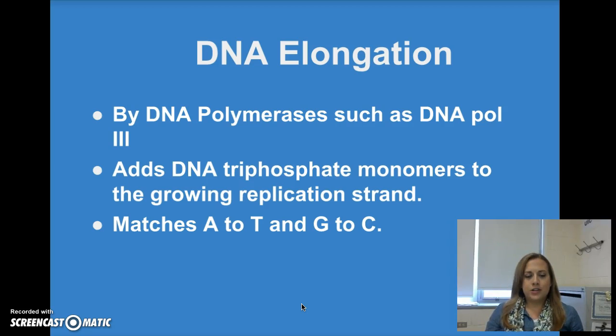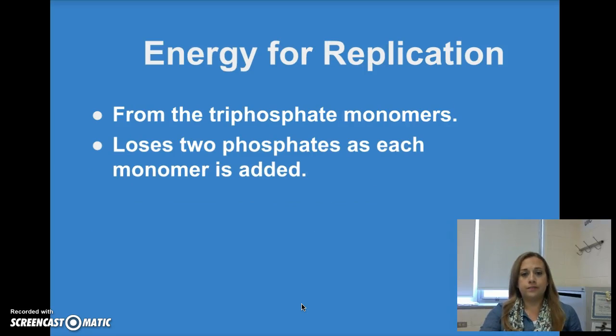So DNA elongation now is the next general step, and we're going to look at specifically the enzymes that help DNA elongate, and how this process happens. DNA elongation uses enzymes called DNA polymerases. Probably the big one we're going to talk about the most is DNA polymerase 3. And this is going to add a DNA triphosphate monomer to the growing replication strand, or the new strand of DNA that's being built. And it's matching those A's and T's and C's and G's together.